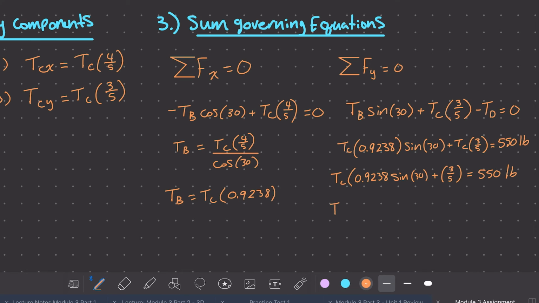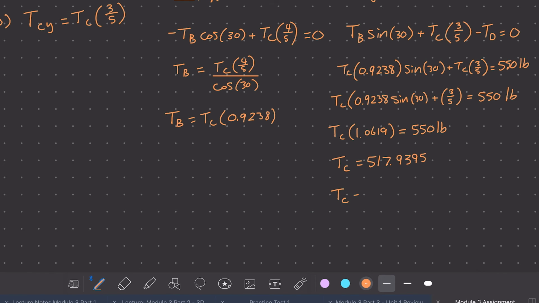And then if we simplify inside the parentheses, we get TC times 1.0619 is equal to 550 pounds, which gives us TC equal to 517.9395, which rounded to 3 sig figs will be TC is equal to 518 pounds. I put newtons there by accident. I'll change that to pounds.